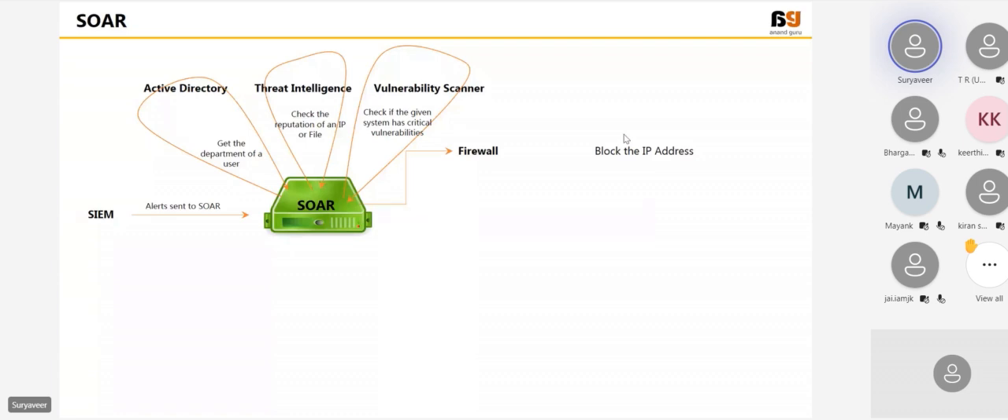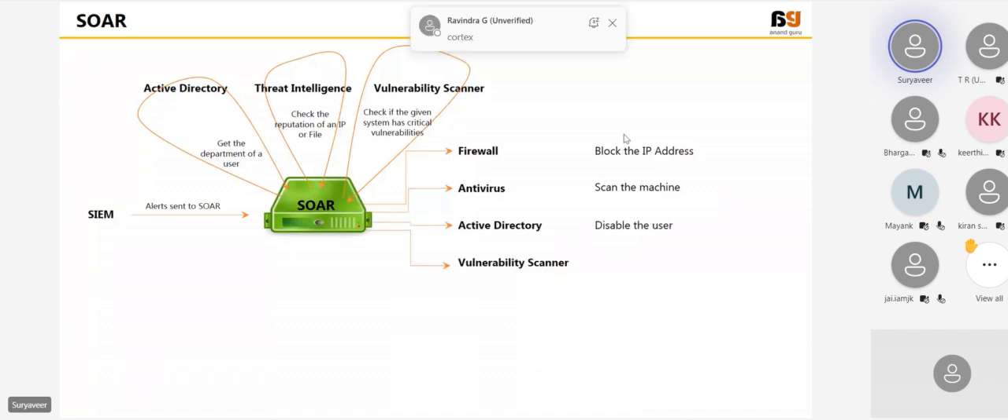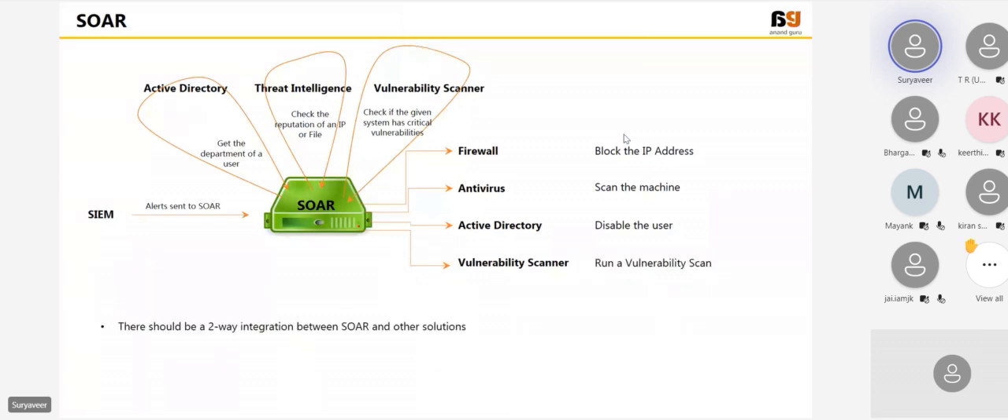It will go to the antivirus and scan the machine, go to the Active Directory and disable the user, and run the vulnerability scan on top of it. After all these things, it will send a detailed report to the security analyst, so that thereafter our analyst will see what further action needs to be taken, because the immediate action has already been performed. The vulnerability scan has been initiated, the antivirus scan has been initiated, and because the IP is malicious, blocking of the IP has been done. Right now we just need to see what results come back.